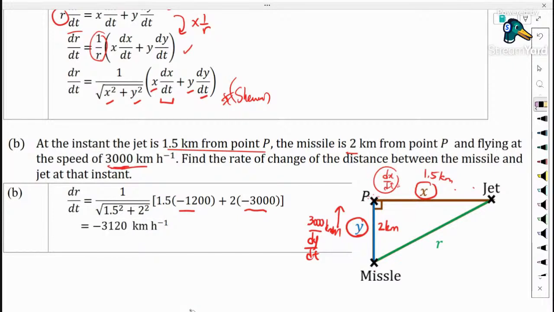We have dr/dt equals negative 3,120 kilometers per hour. This value tells us that as the missile and the jet move towards point P, the value of r, the distance between them, is also decreasing accordingly. So this is the answer that we should have for question B.